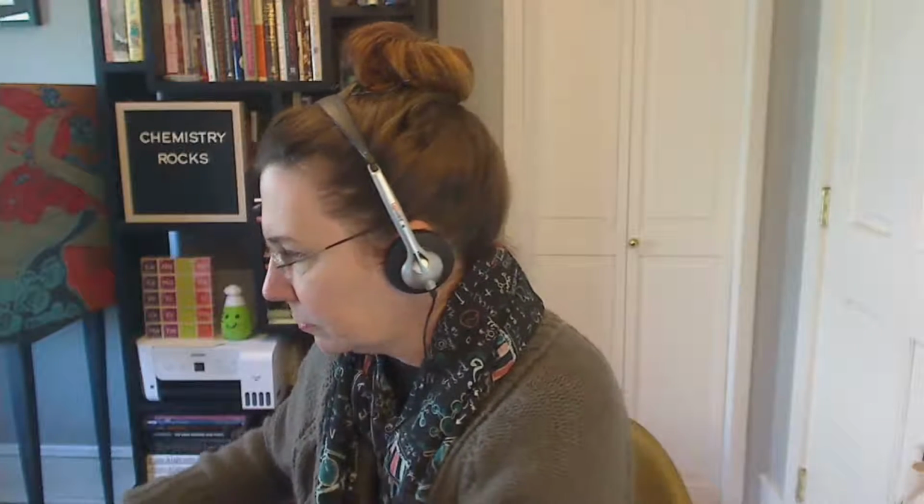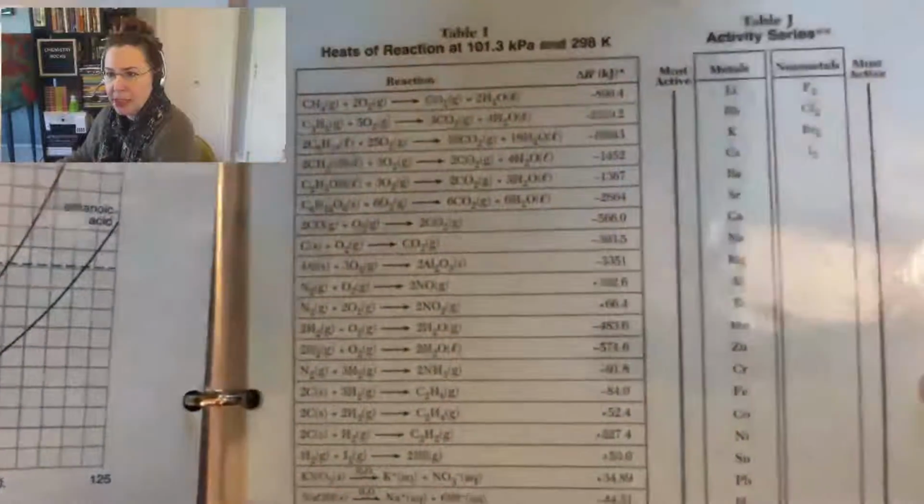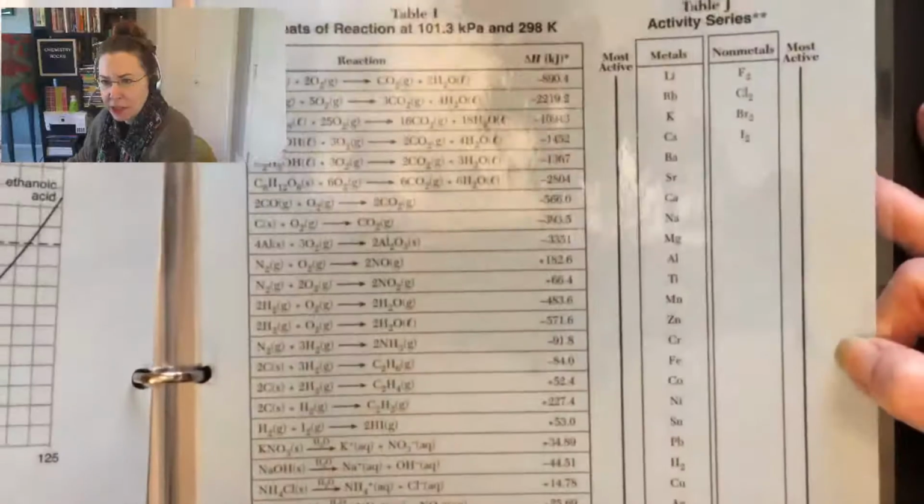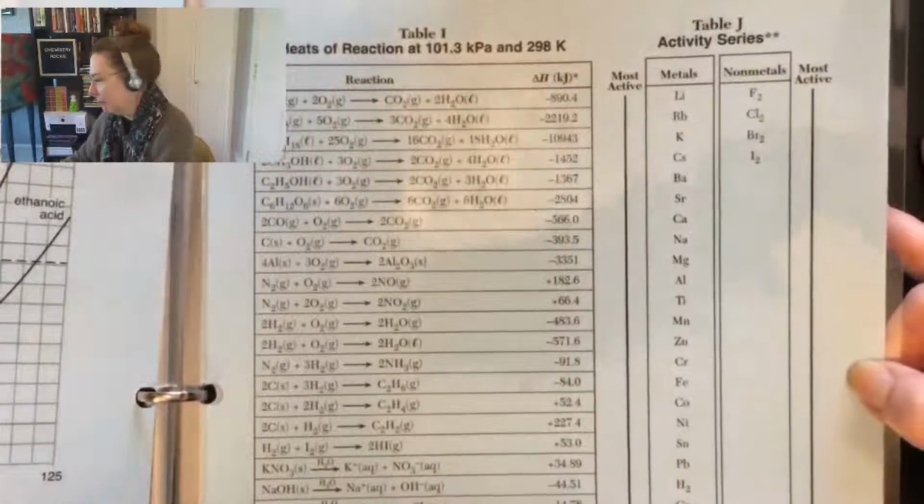We're going to start with table J. So if you have your reference table out, go ahead and get that out. Okay, I apologize for the glare. Let me see if there's something I can do about that. Nope. Aha. Okay, so table J, we're looking at the activity series for different metals.